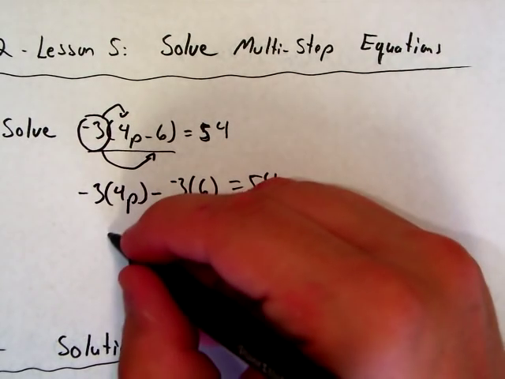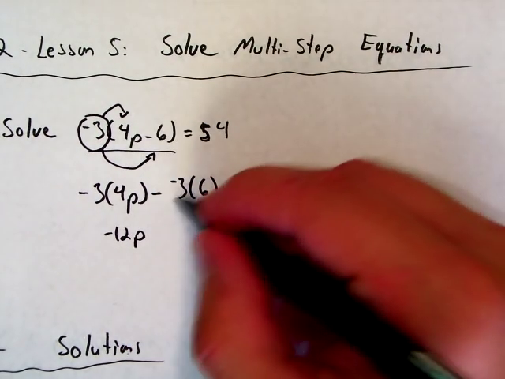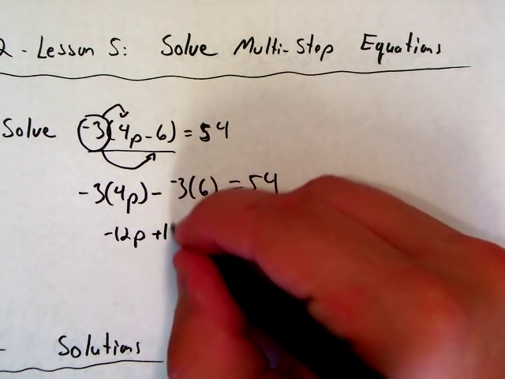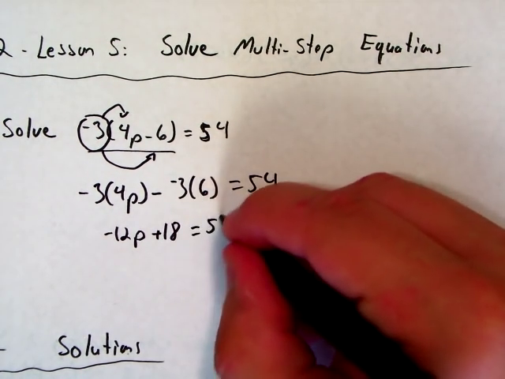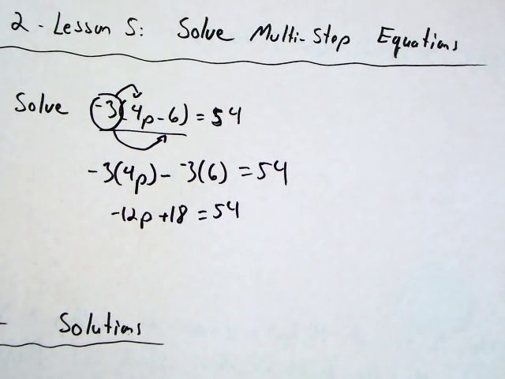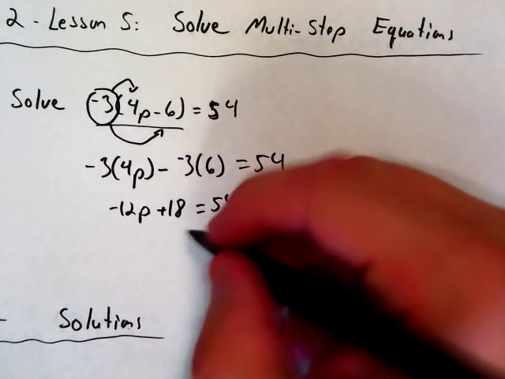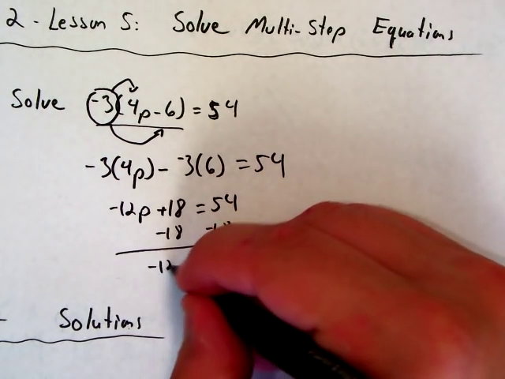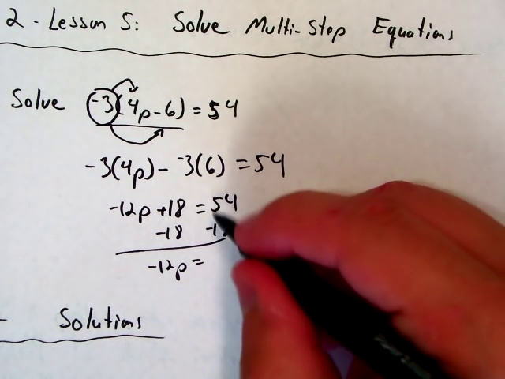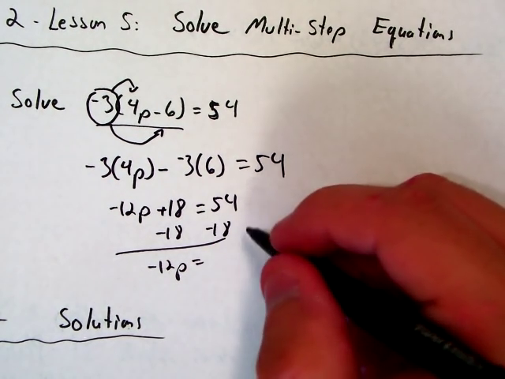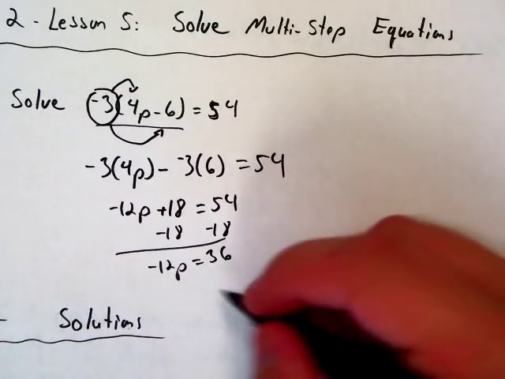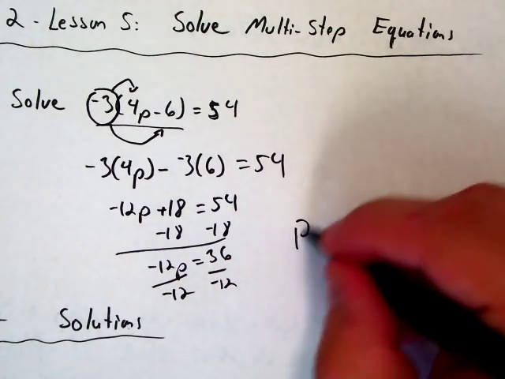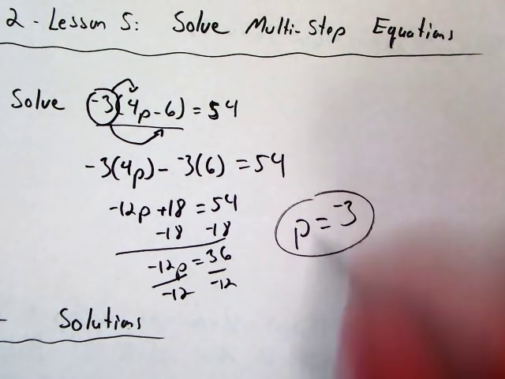Negative 3 times 4p is negative 12p. Negative 3 times 6 is negative 18, and minus a negative 18 would be plus 18. That equals 54. This is now a simple two-step equation. Subtract 18 from both sides to get negative 12p all by itself. 54 minus 18 would be 36. Then we divide both sides by negative 12, and we'd have p is equal to negative 3.